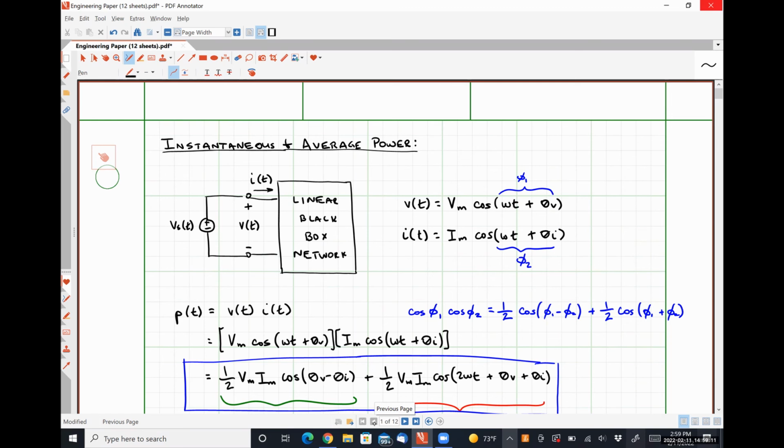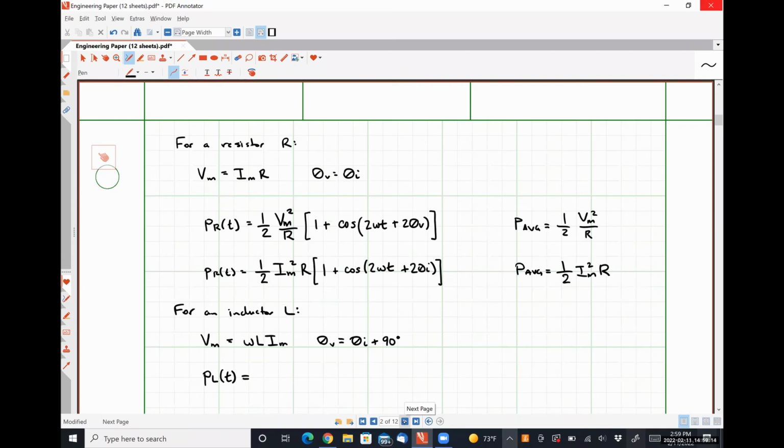It's only going to leave us with 1/2 Vm squared over omega L cosine twice omega t plus twice theta V minus 90 degrees. And our average power absorbed by our inductor is 0.